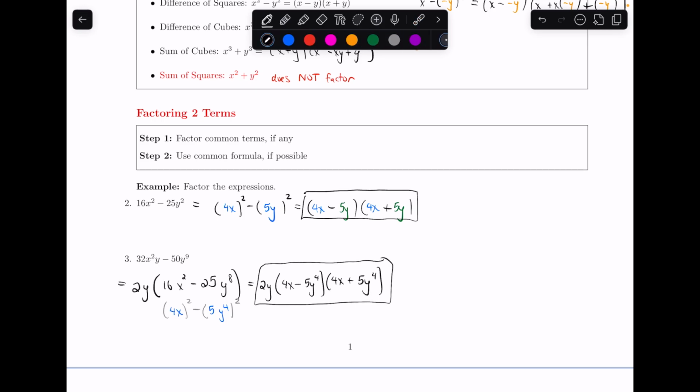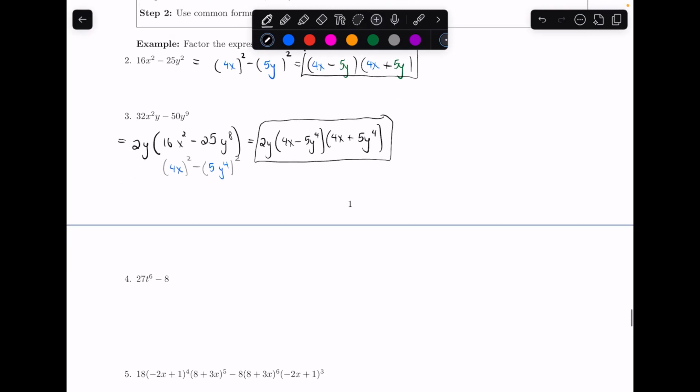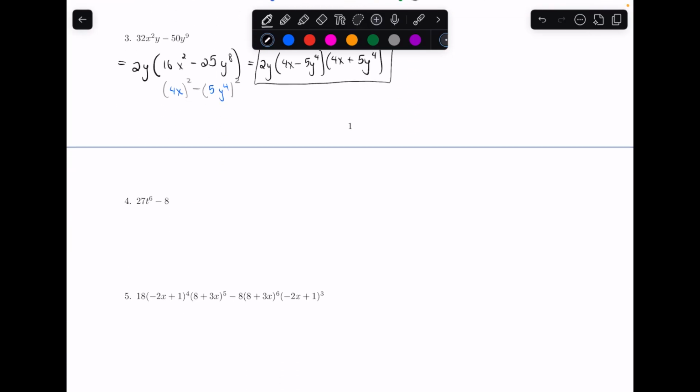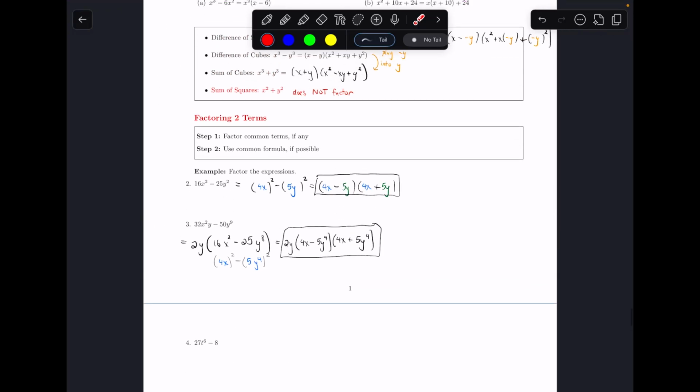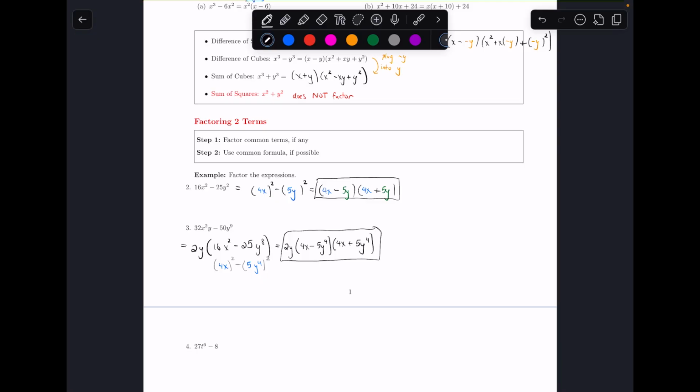Okay, let's flip the page. Let's do a couple more examples. So for this next one, 27t to the 6th minus 8, I want to first give you a chance to pause it and to try this on your own. Remember, the first step is to think about, are there any common terms you can factor out? After you do that, then see if you can use one of the common formulas. So I want to have you pause it and try this for 3 minutes. So pause it and try it in 3, 2, 1, pause it and try it.